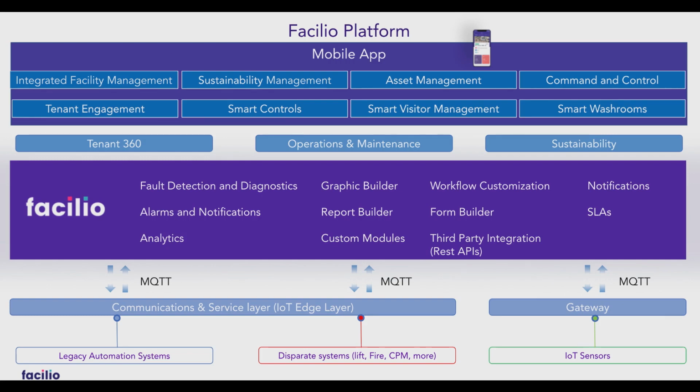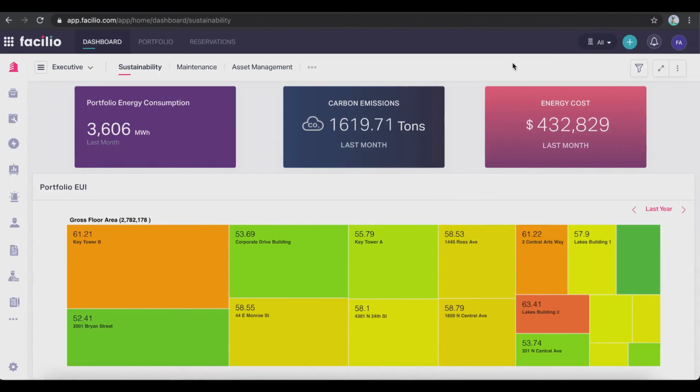So what I'll do now is I'll quickly switch over to the platform itself. So what we're taking a look at right now is the Facilio platform and specifically the sustainability dashboards. And the first step to start using the platform is to actually create a digital replica of the actual buildings, the spaces that they have, and so on.